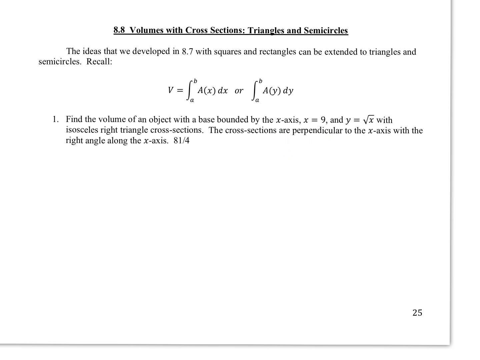It says, all right, we've got the graph y equals root x. That looks like this, you guys. Root x looks like that. Find the volume of an object with the base bounded by the x-axis. Here's my red x-axis. Oh, x equals 9. And then this root x. So here is the base. And it says there are right triangle cross sections.